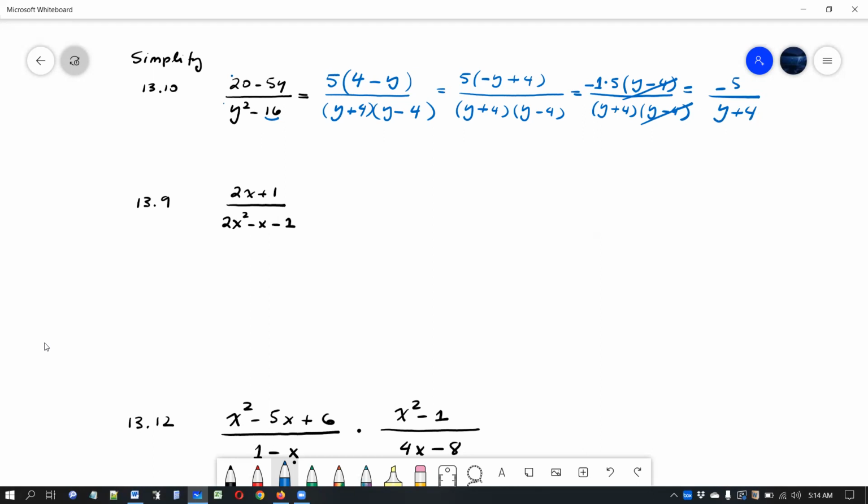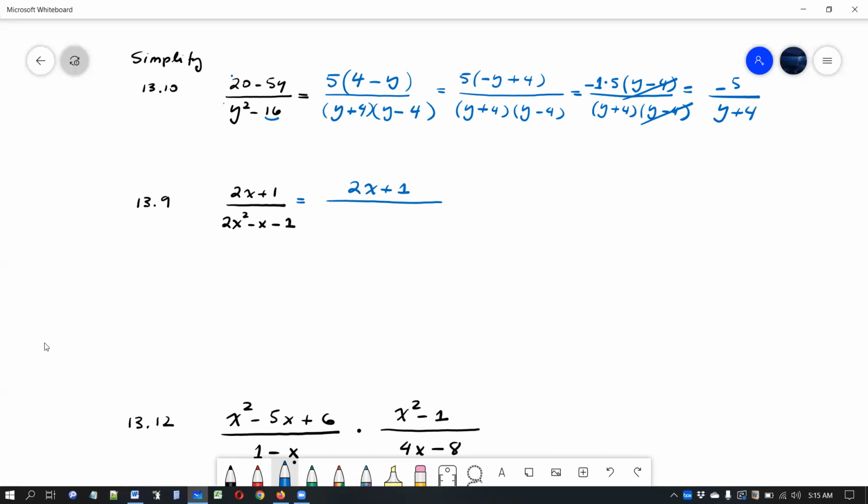Okay. So technique: factor the numerator completely, factor the denominator completely. And once the factors are identical on opposite sides of the fraction, you can simplify them. All right, how about the second one? So we take a look at the second example, 13.9, and we take a look at the numerator. There's nothing I can really factor in the numerator. So the numerator stays the same. It's less work for us.